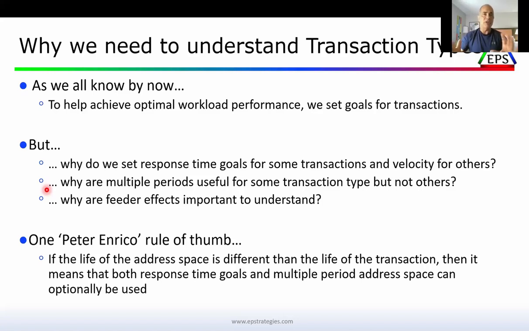Now, you might not understand what I just said, but what I'm trying to get you to understand is there are certain situations where a multiple period service class makes sense and certain situations where it doesn't. The same thing with response time goals versus velocity goals. So the rule of thumb is I always look to see if the life of the address space is different than the life of the transaction. And you'll see what I mean in a moment.